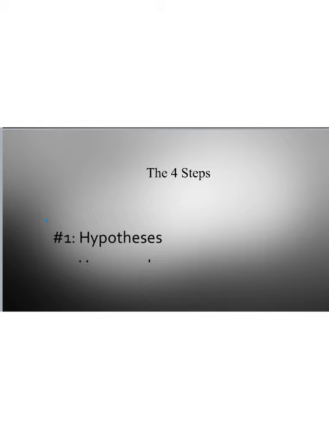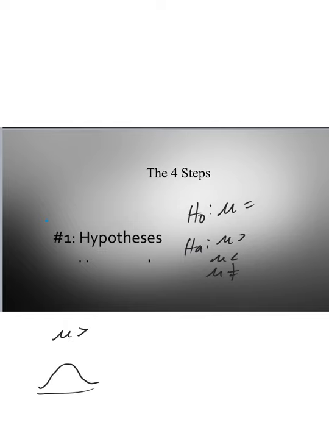So the 4 steps, the first step is the hypothesis. And again, the hypothesis for us will always be, in this example, mu equals, and then the alternative will be mu is greater than, or mu is less than, or mu is not equal to. And that will really just depend on the scenario. And so again, just a reminder for these 3, if it's greater than, we're looking to see if, in this case, the alpha or significance level is 5%, we're looking to see if we get something in the top 5%. This would be our rejection region, and this would be our fail to reject region.